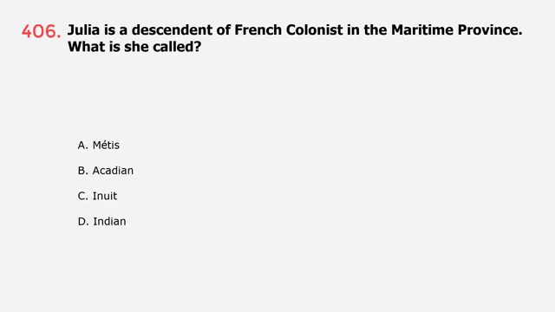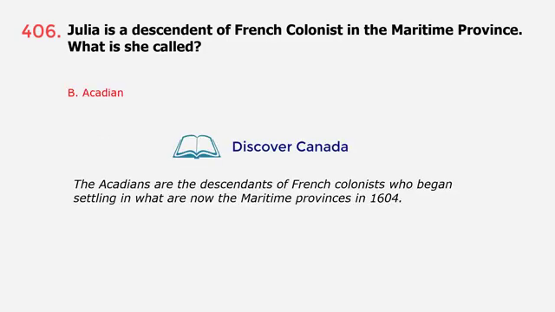Question 406. Julia is a descendant of French colonists in the Maritime Province. What is she called? A. Métis. B. Acadian. C. Inuit. D. Indian. The answer is B. Acadian.